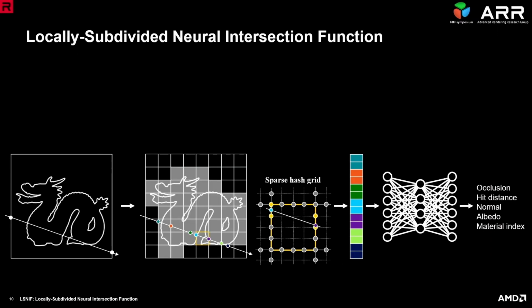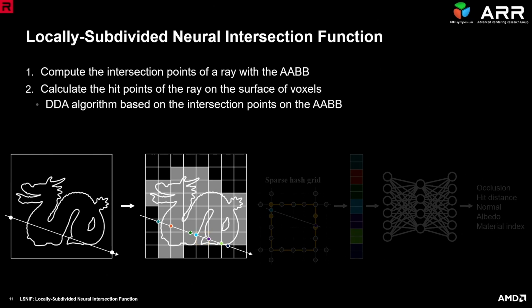Okay, now let's get back to each step in LSNIF. Again, LSNIF is optimized for each complex object, not for the entire scene, and it generates the shading information instead of traversing the bottom level BVH. First, we compute the intersection point of a ray with the AABB. Then, using a classical DDA algorithm based on these two intersection points, we calculate the hit points of the ray to the surface of box cells. Here, we only consider the box cells containing any object triangle, shown in white in this figure, while ignoring the empty box cells.